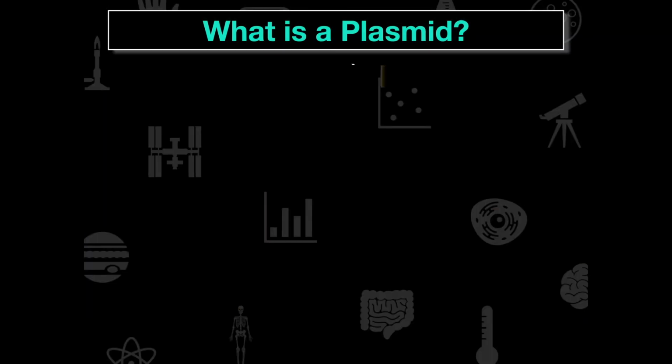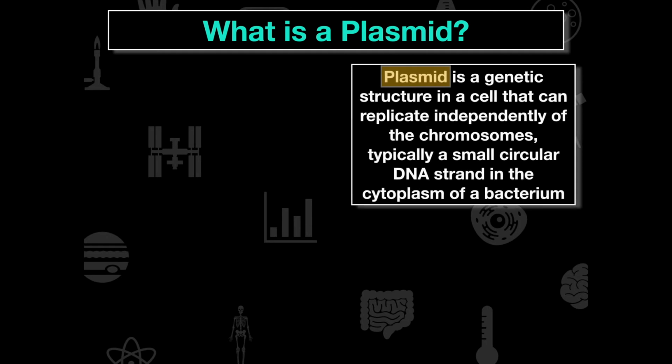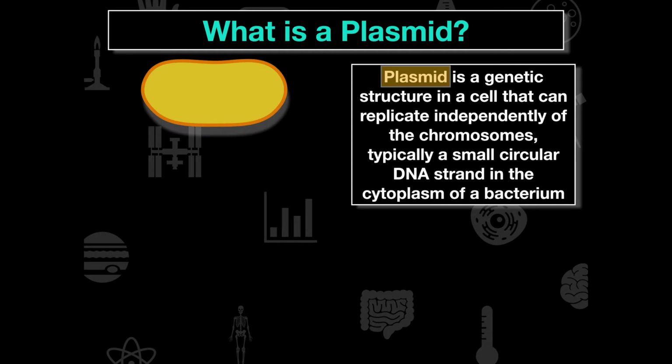So we've been talking about plasmids a lot, but we haven't really talked about what a plasmid is. Well, a plasmid is a genetic structure in a cell that can replicate independently of the chromosomes, and it's typically just a smaller circular strand of DNA in the cytoplasm.